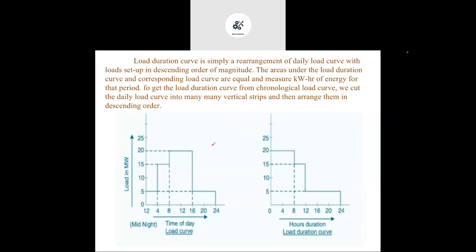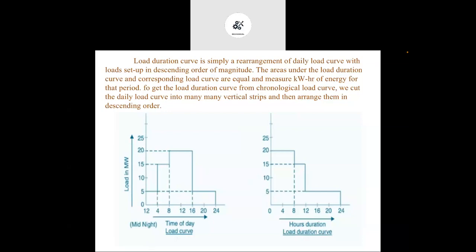Which type of generator we have to select in a power plant depends upon the load duration curve, because it will give you the maximum requirement or maximum demand of the customer, and it also shows you the duration for which that maximum demand is required. Okay, so this is one particular example.